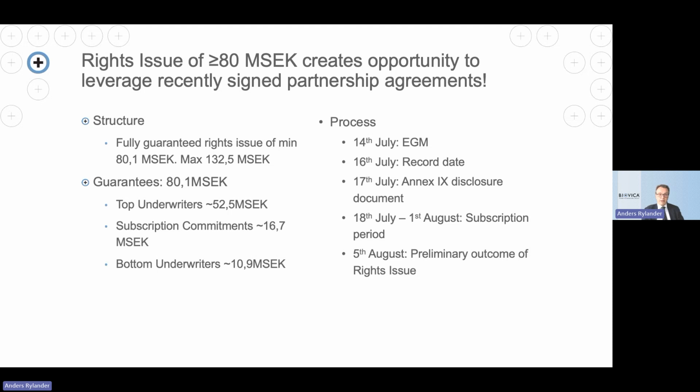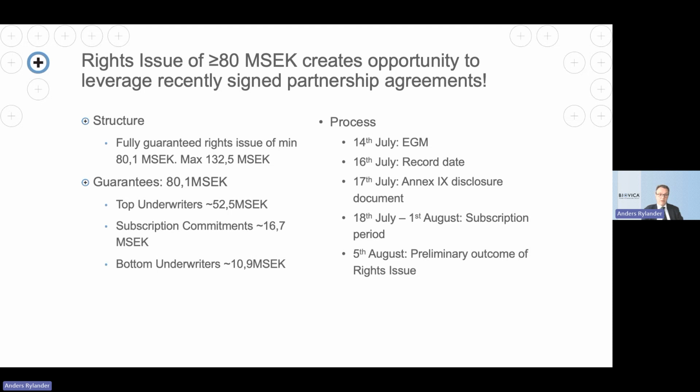You see here the guarantees of 80 million, that's top underwriters of 52.5 million. You have subscription commitments from existing shareholders, about 17 million. And then we have a small part of bottom underwriters. It's only 10.9 that have this standard bottom guarantee or bottom underwriting, and we are really, really happy about this structure.